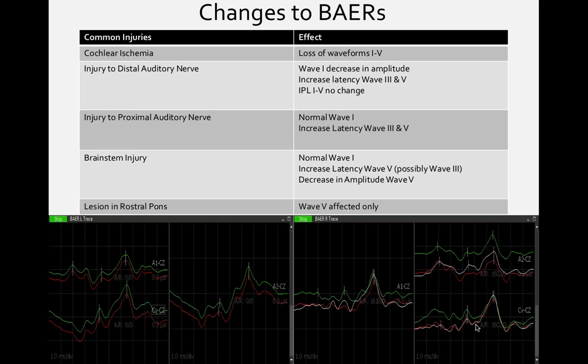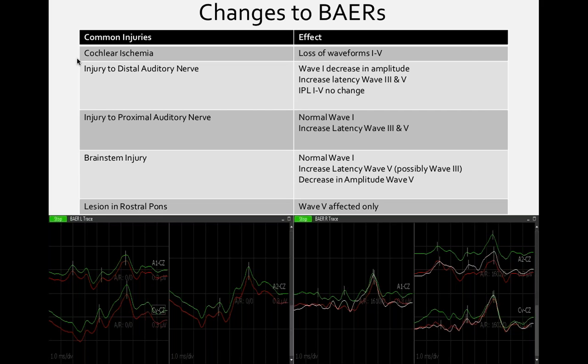Some other changes that we need to worry about: ischemia, lack of blood supply to the nerve or to the ear or to any of the structures, will cause a change. When we see cochlear ischemia, we're going to see a loss of all of our waveforms. The cochlea is not being given the oxygenated blood that it needs, so it's not going to generate a sound, and that sound is not going to be transmitted through the pathway. So we're going to get nothing when we have cochlear ischemia.